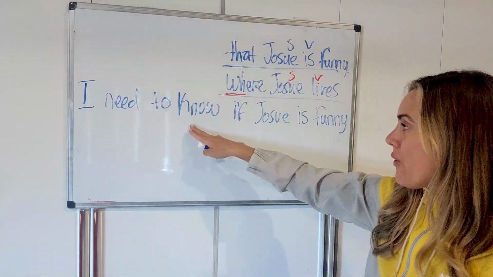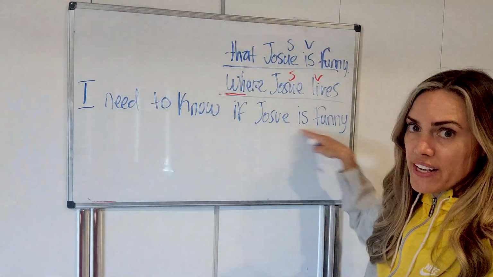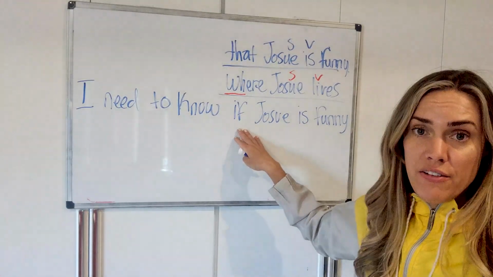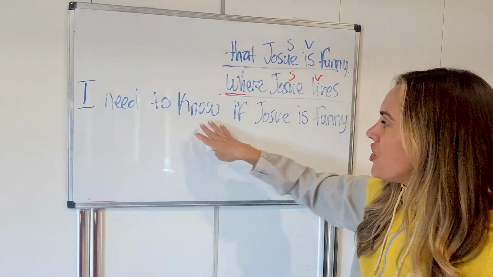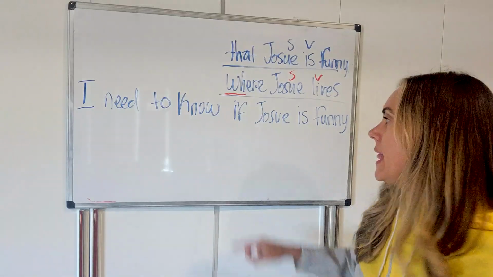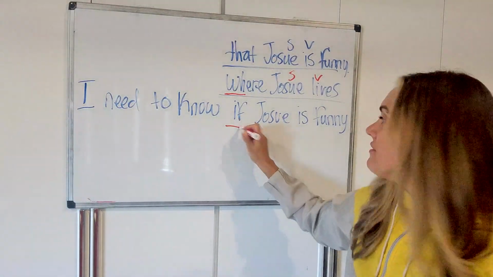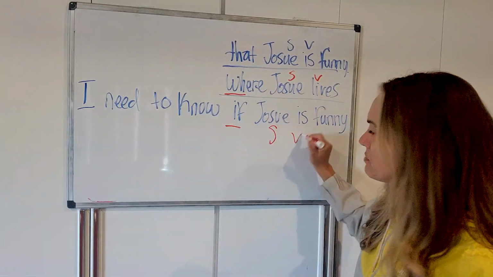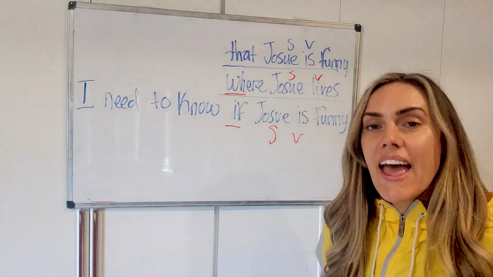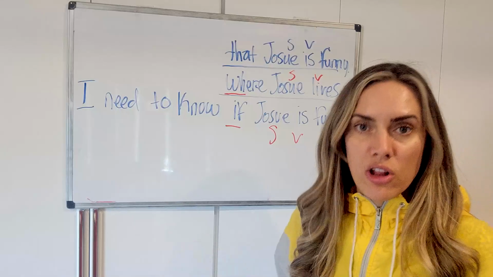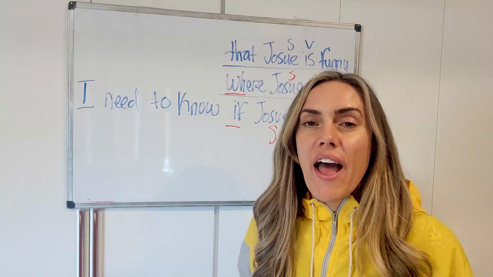I need to know if Josue is funny. I'm starting with if or whether. I need to know if Josue is funny. So it starts with if, and then it has a subject and a verb inside of it, acting as a noun, but it's a noun clause. Now let me show you how these are made.